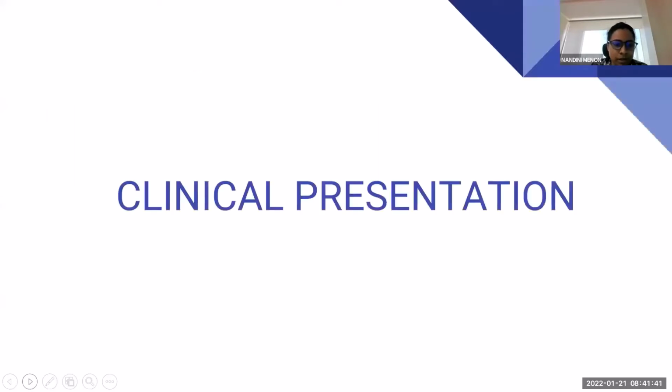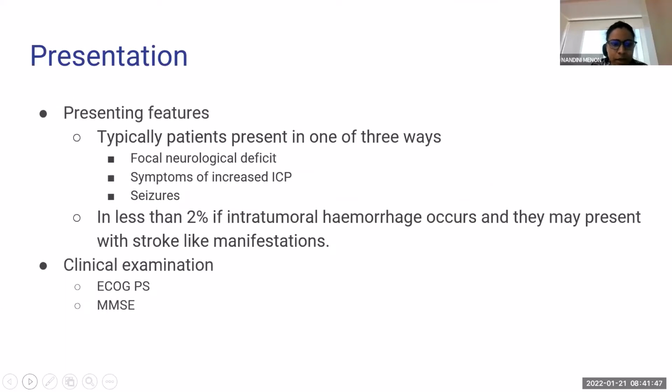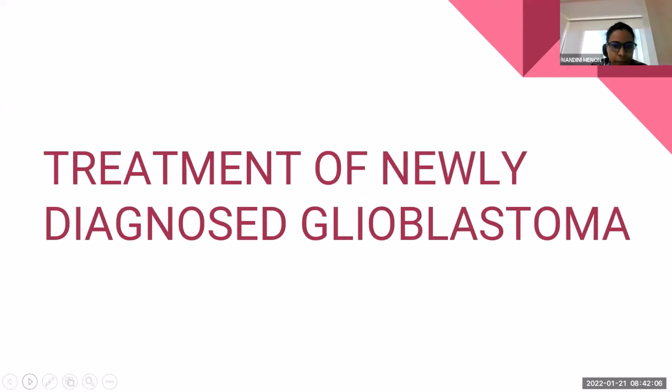So MGMT testing is done by PCR. We'll just briefly go through the clinical presentation. Typically it presents either with a neurological deficit, seizures, or signs of raised intracranial pressure. This is a typical presentation, which leads to imaging being done and a diagnosis of glioblastoma made. A few patients, around 2%, may have hemorrhage and may present like an intracranial bleed or a stroke.